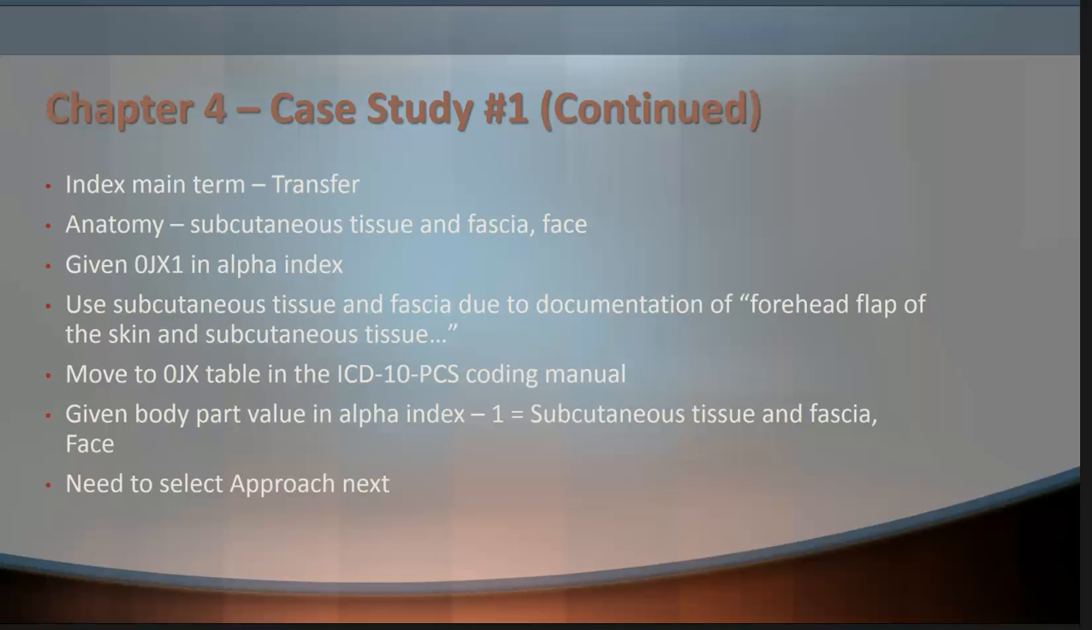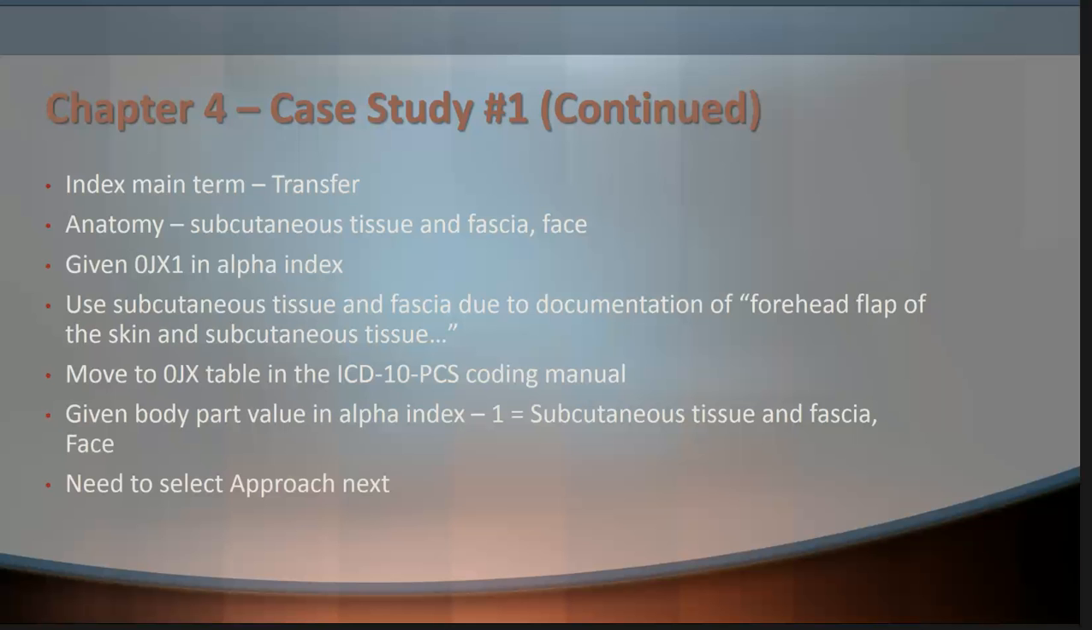So we index the main term of transfer, then we use the anatomy. Again, the depth and where this was anatomically was the face, but it was the subcutaneous tissue and the fascia that was being reconstructed with this flap. In the alpha index, we are then given 0JX1. And again, we use the subcutaneous tissue and fascia subterm because of the documentation of that in their clinical information.